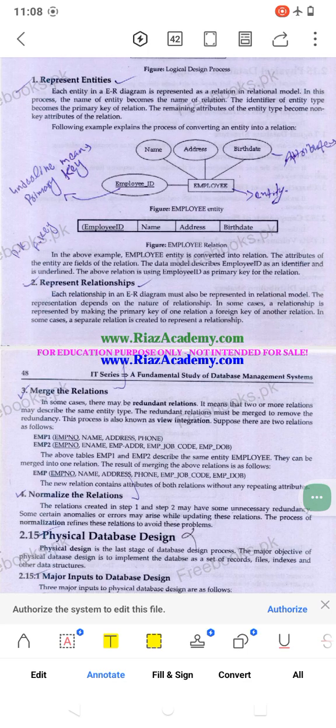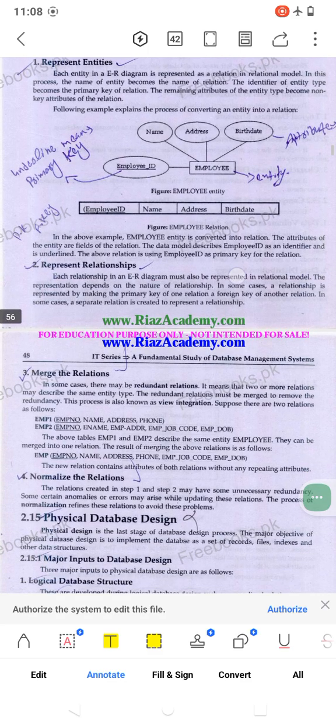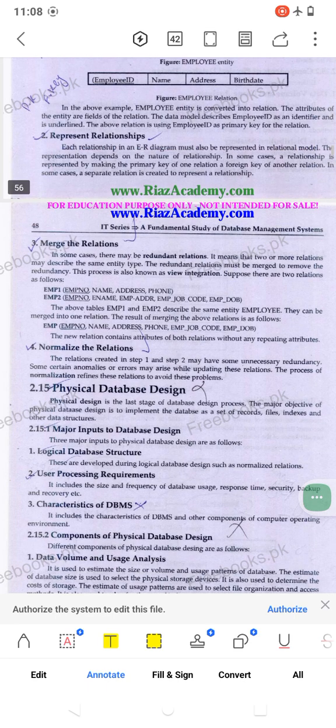Okay, so in the system, when we are designing the logical database, we have to represent entities first. That means which entities we require for our system, so we extract the entities at this step. This is called represent entities. Next we have represent relationships. When we identify the entities and their attributes, the relation between different entities that represents their behavior is called represent relationships.